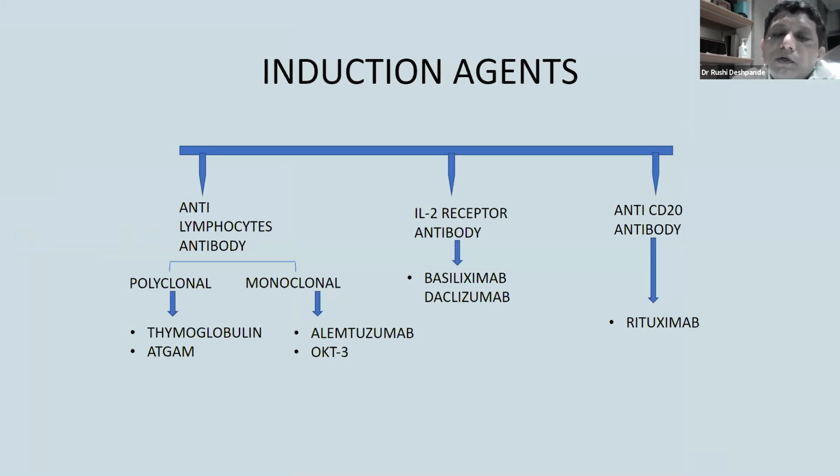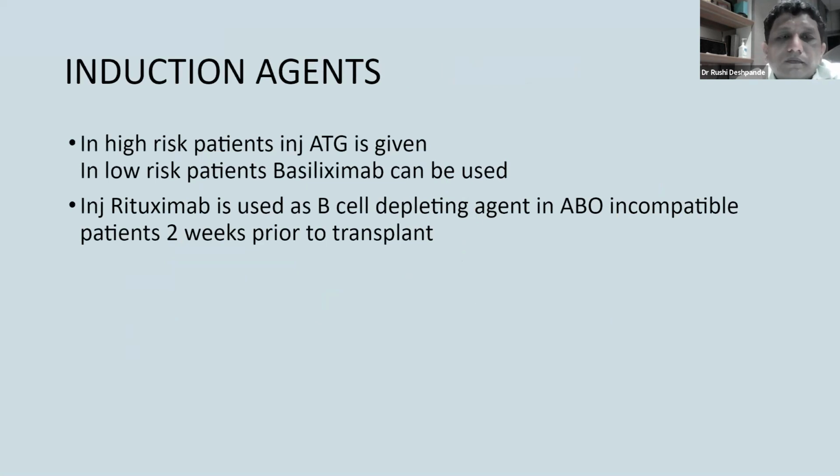The second is the interleukin-2 receptor antibody, which is also a blockade of signal 3 in that figure that we showed you. So there are two drugs, basiliximab and daclizumab. Daclizumab has been withdrawn from practice. So practically there's only one drug, basiliximab. And the anti-CD20 antibody is rituximab.